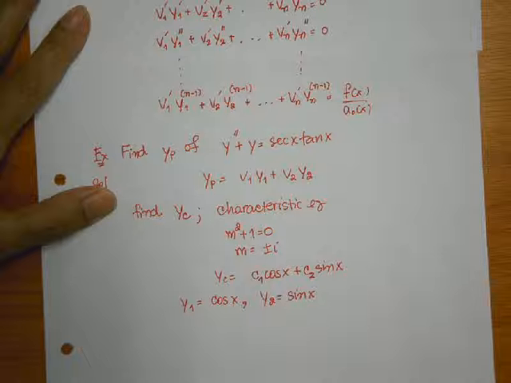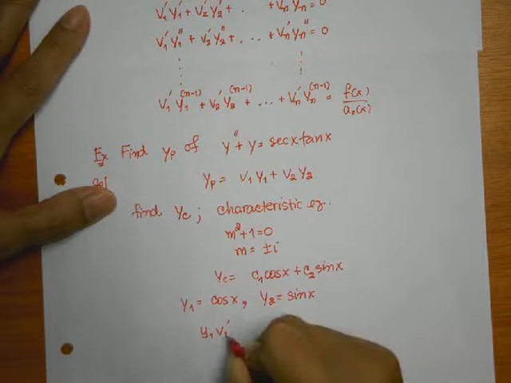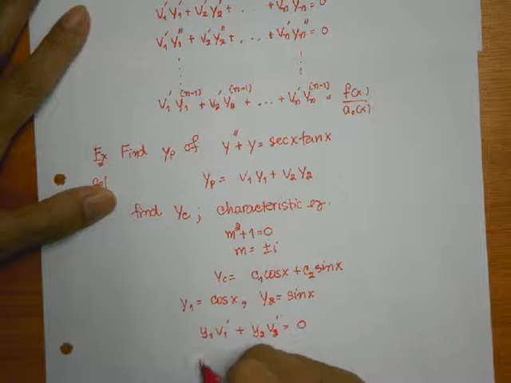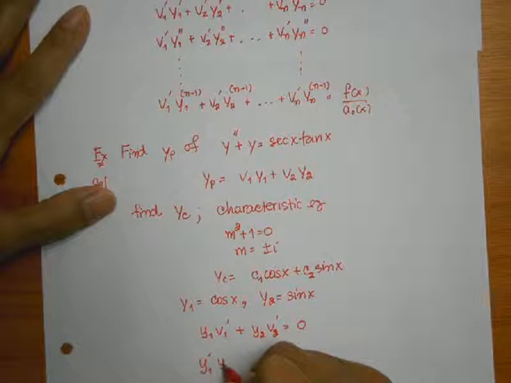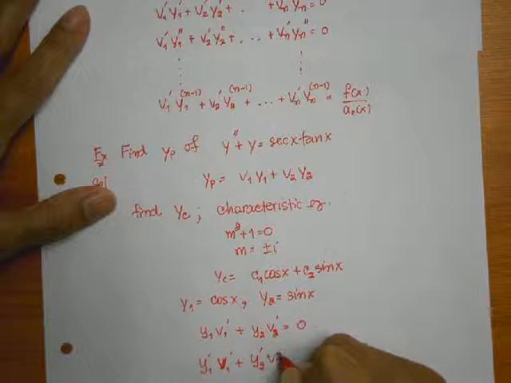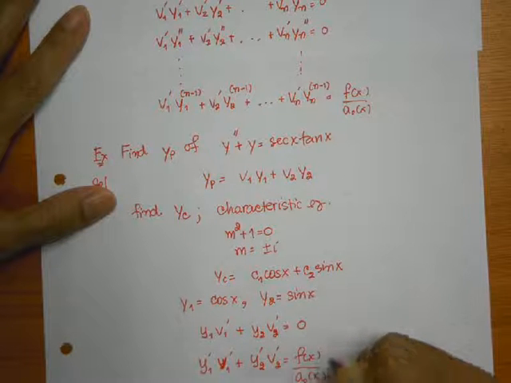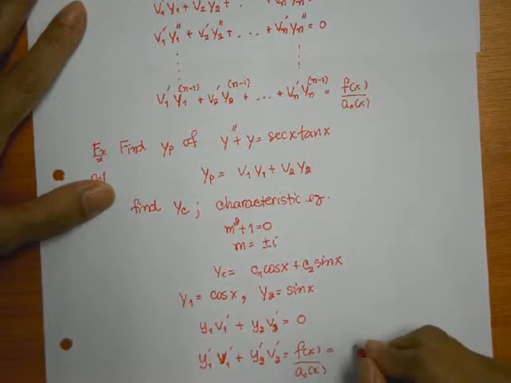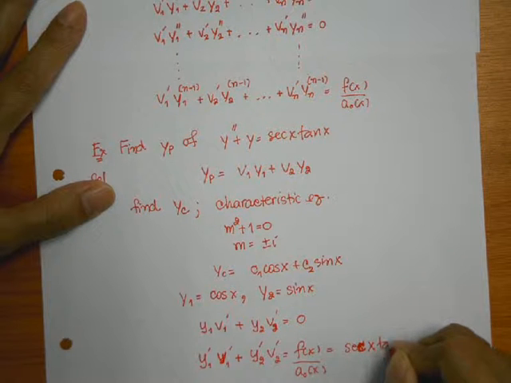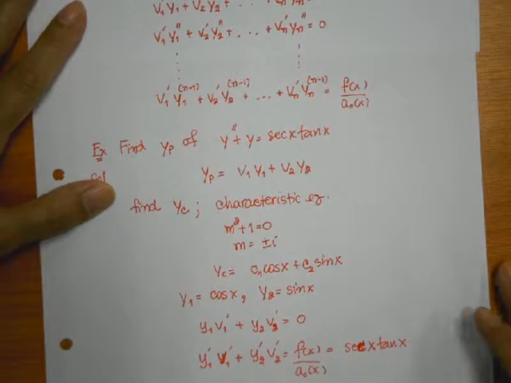So in that case, let's set the equations. Our equation is y1 times the first derivative of v1 plus y2 times the first derivative of v2 equal to 0, and the first derivative of y1 times the first derivative of v1 plus the first derivative of y2 times the first derivative of v2 equal to f(x) divided by a0(x). f(x) is equal to sec x tan x divided by 1. So I just put it right there. Okay.